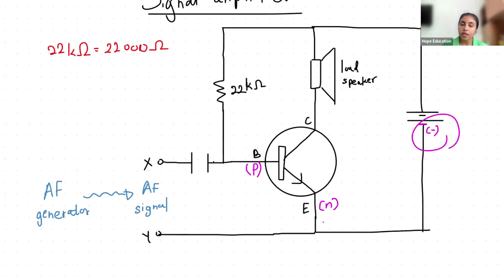Base is a P-type semiconductor. And this is positive. Base is a P-type semiconductor and it is connected to the positive terminal. Somewhere it is connected to a positive terminal. Emitter is connected to a negative terminal. So positive to positive, negative to negative, it became forward biased.